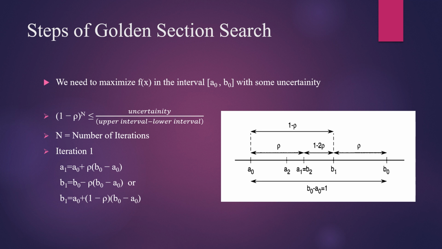The steps of the golden section search. We need to maximize our objective function f of x in the interval a naught comma b naught with some uncertainty. The formula (1 minus rho) whole power n less than or equal to uncertainty by upper interval minus lower interval, that is b naught minus a naught, gives us the number of iterations n. In iteration 1, we would like to find 2 points a1 and b1 between a0 and b0. a1 can be obtained by the formula a1 equal to a0 plus rho times (b0 minus a0) and b1 equal to b0 minus rho times (b0 minus a0), or from the formula b1 equal to a0 plus (1 minus rho) times (b0 minus a0). Here rho value is equal to 0.38.